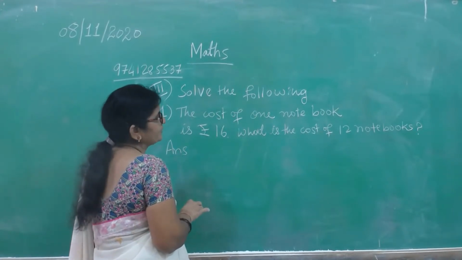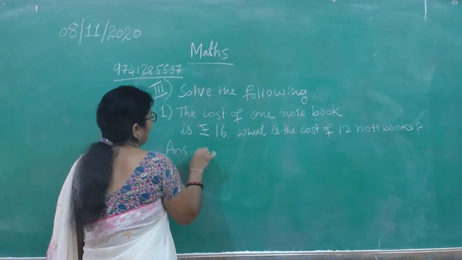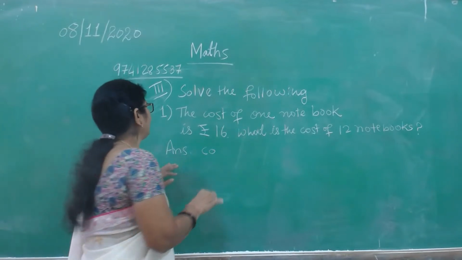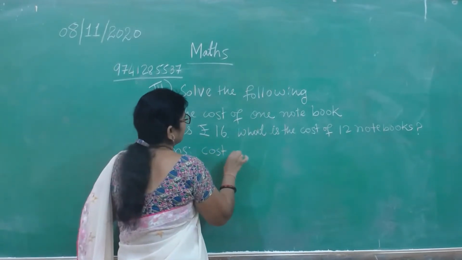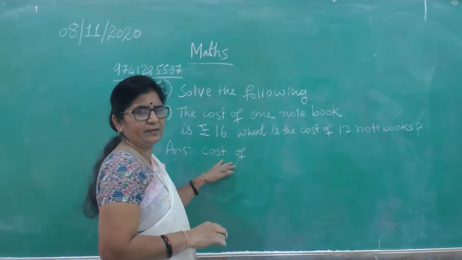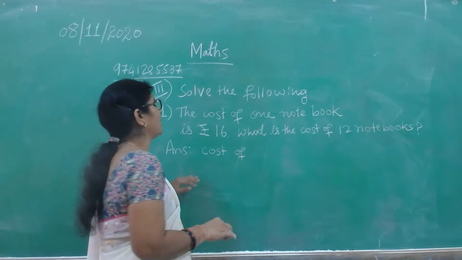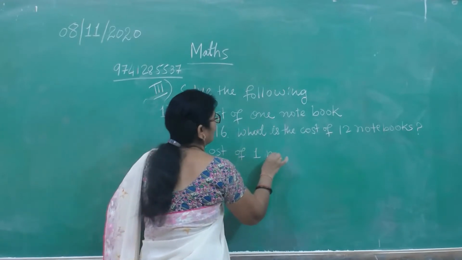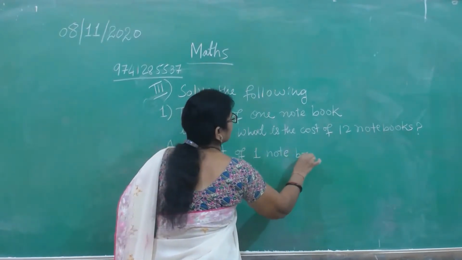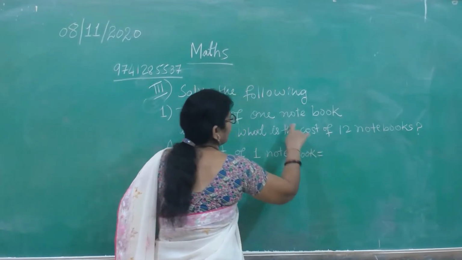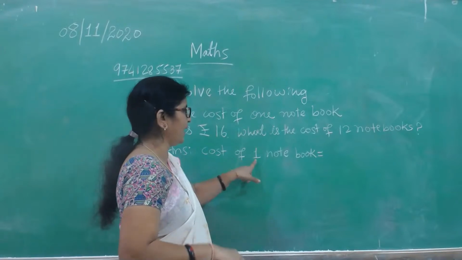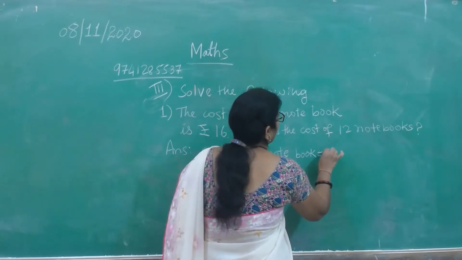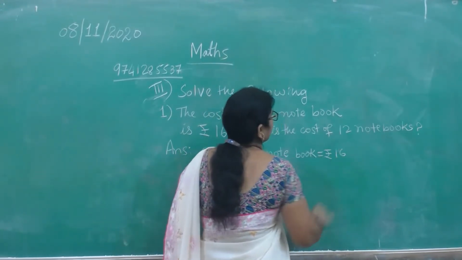Answer. The cost of one notebook is 16 rupees. You have to write either an answer or a solution. The cost of one notebook is, this is called a statement. You have to compulsorily write the statement. Cost of one notebook. I will write it here like this. Here they have given it in words, and here I have written a symbol. Cost of one notebook is equal to rupees 16.